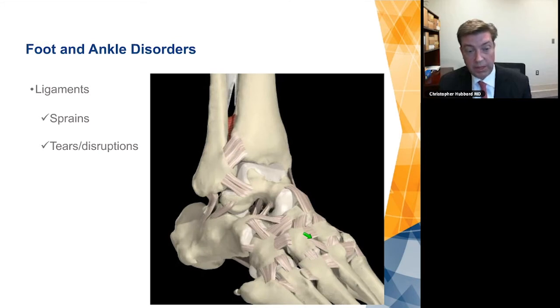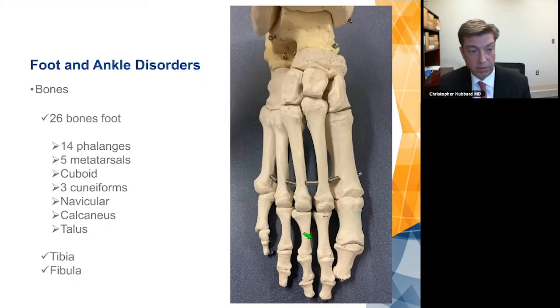In terms of the ligaments, ligaments connect bone to bone and stabilize different joints of the ankle and the foot. So again, we'll see partial tears or sprains, as well as complete disruptions of the ligaments. Let's talk a little more about the anatomy of the bones of the foot. Essentially there are 26 bones of the foot: 2 phalanges of the big toe, 3 of the lesser toes, 5 metatarsals, the medial cuneiform, middle cuneiform, lateral cuneiform, the cuboid, calcaneus, the talus, and then the tibia and the fibula of the ankle.